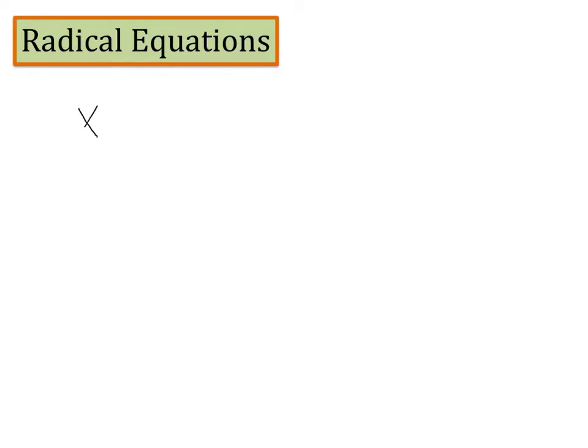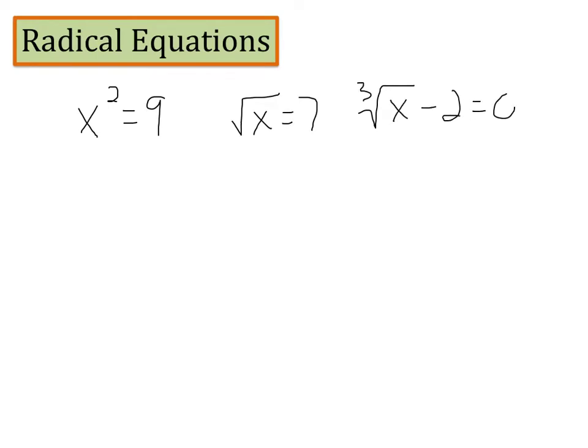So we're going to start off working with some simple ones such as x squared equals 9, the square root of x equals 7, and the cube root of x minus 2 equals 0. Okay, the main idea for a lot of these equations is to get x by itself, basically isolate it, and then get rid of any radical notations.